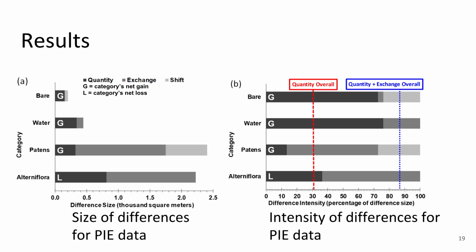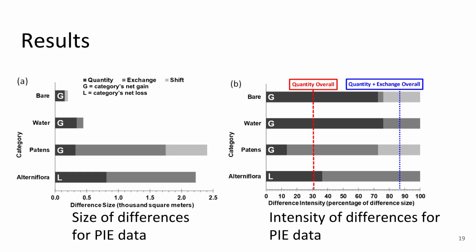The quantity component for Bare is smallest in size, but it is more intensive than that of Alterniflora or Patens. Patens does not have the smallest quantity component size, yet Patens is the only category that has a quantity component less intensive than quantity overall. The exchange component for Alterniflora is the same size as it is for Patens, but Patens is the only category that has an exchange component more intensive than the exchange overall. Patens and Bare have positive shift components, both of which are more intensive than shift overall.